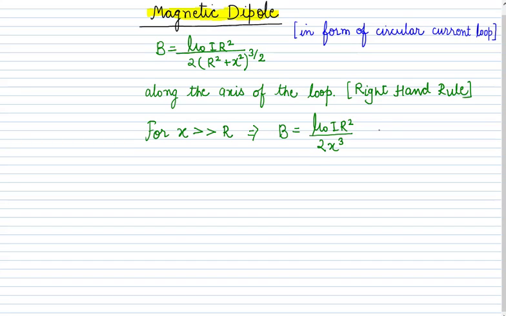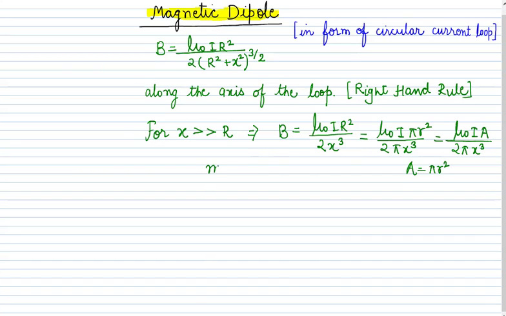Now we can write it down by multiplying with pi and dividing with pi. So this will be mu naught I pi R square upon 2 pi x cube. Why have we done this? Because pi R square will give us the area of a circular loop. So this is mu naught I A upon 2 pi x cube, where A is equal to pi R square, the area of the circular loop.